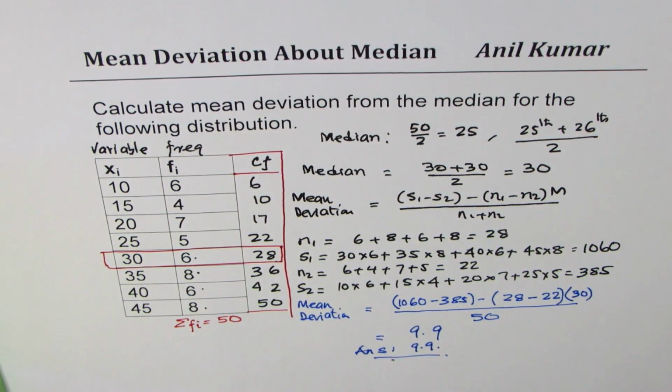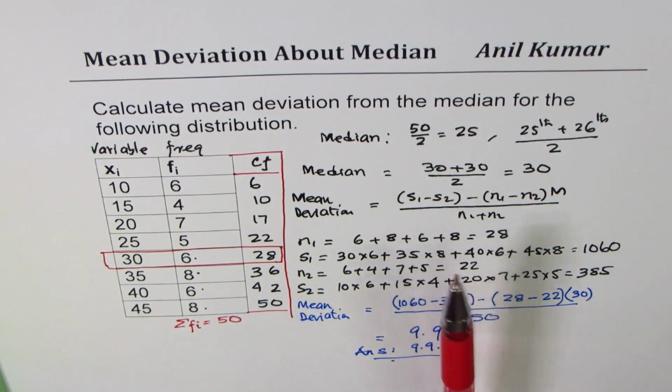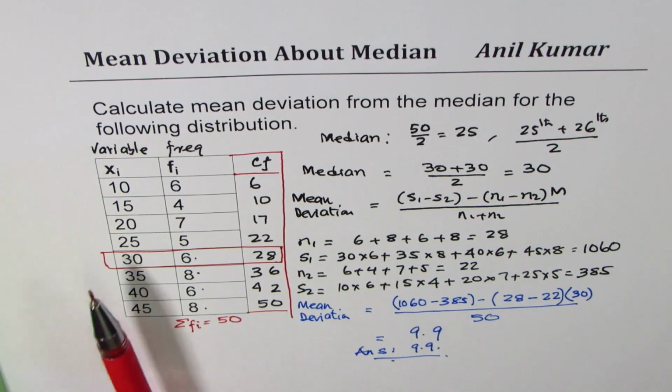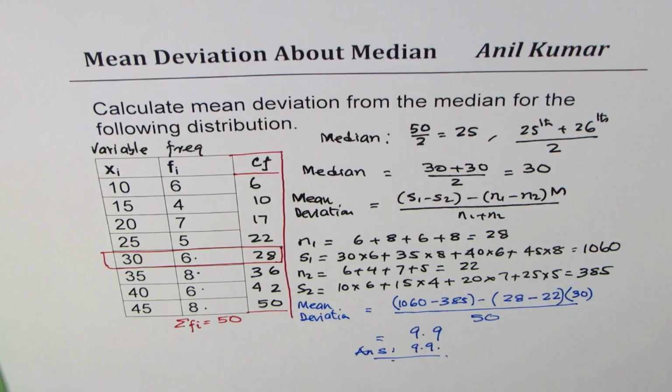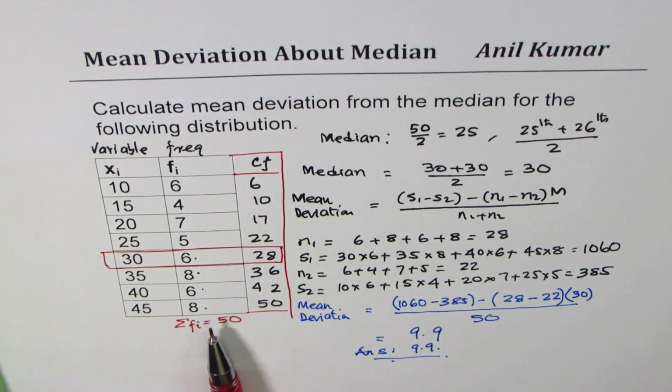So I hope the steps are absolutely clear. We have used the same formula which we discussed in the first part. However, when we have a distribution, in that case, we have to extend the table with cumulative frequency, figure out in which group the median will lie, and then find the mean deviation about the median. I hope that helps. We'll take up another video where we are going to discuss how to find mean deviation with group data, right? So that will be my next video.